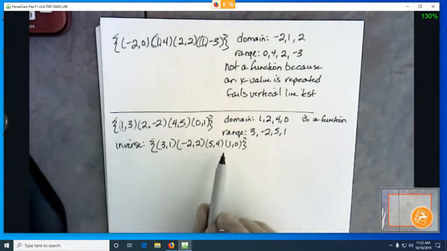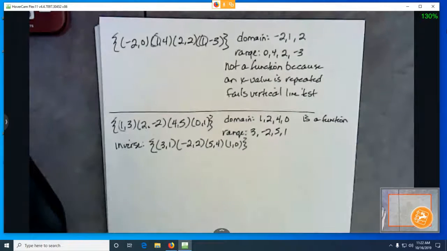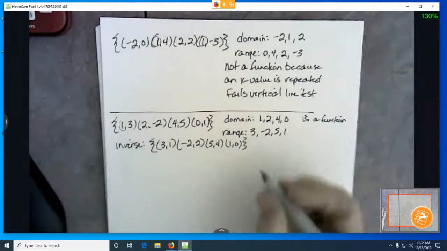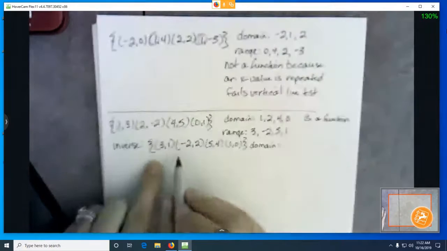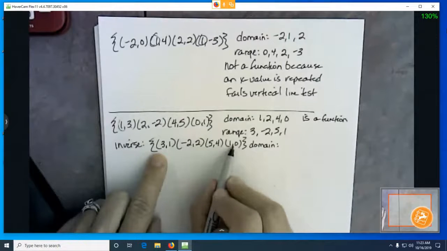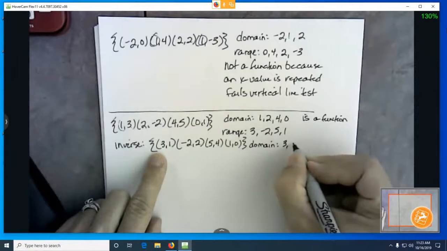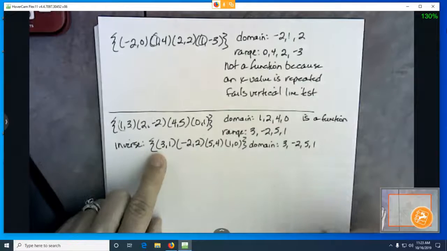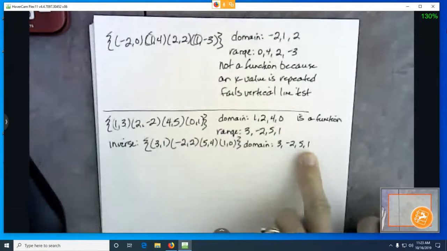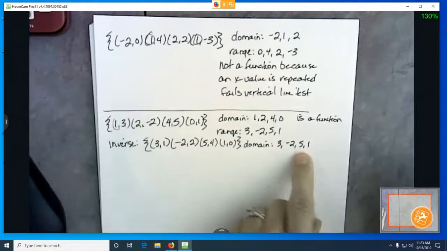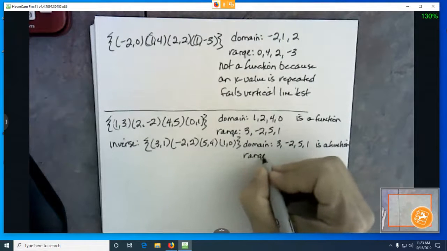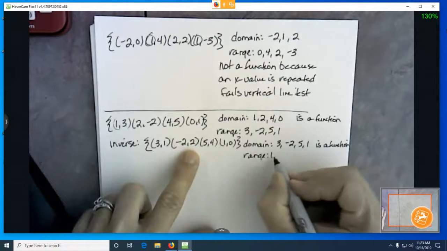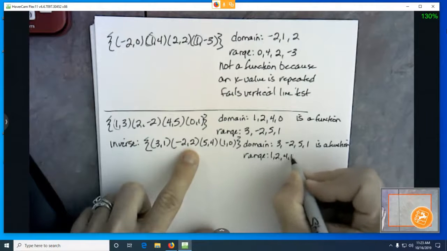One other thing we want to think about when we do this, we've got this inverse here. We also want to look at whether the inverse would be a function. So let's look at the domain and the range for the inverse. Our domain is going to be all of our x coordinates. That's going to be 3, -2, 5, and 1. Those are all different, so that means yes, our inverse is a function. Our range would be all of our y coordinates, so that would be 1, 2, 4, and 0.